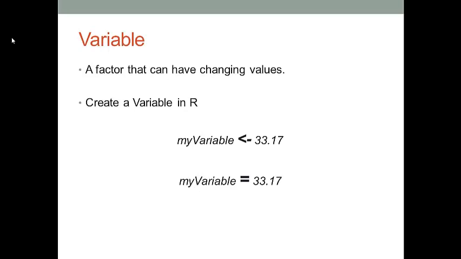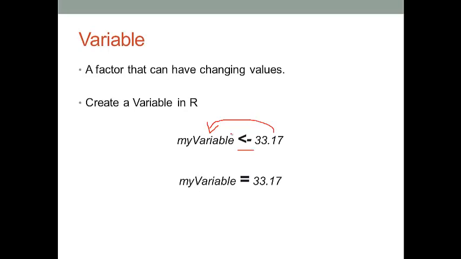You have two options to create a variable. Let's talk about them one by one. First option. On the left, you have a variable name. For instance, in this case, I create a variable called my variable. On the right, you have the value for this variable. In the middle, you have a combination of a less than sign and a small dash. This means you want to give the value on the right to the variable on the left.